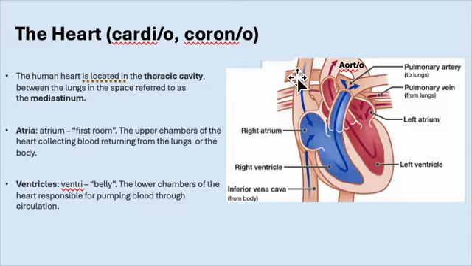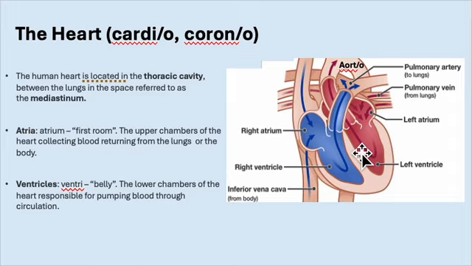After oxygen is picked up in the lungs, that blood returns to the heart into the left atrium through the left and right pulmonary veins. Once the left atrium sufficiently fills with blood, it contracts, sending blood over the mitral valve, or bicuspid valve, into the left ventricle.